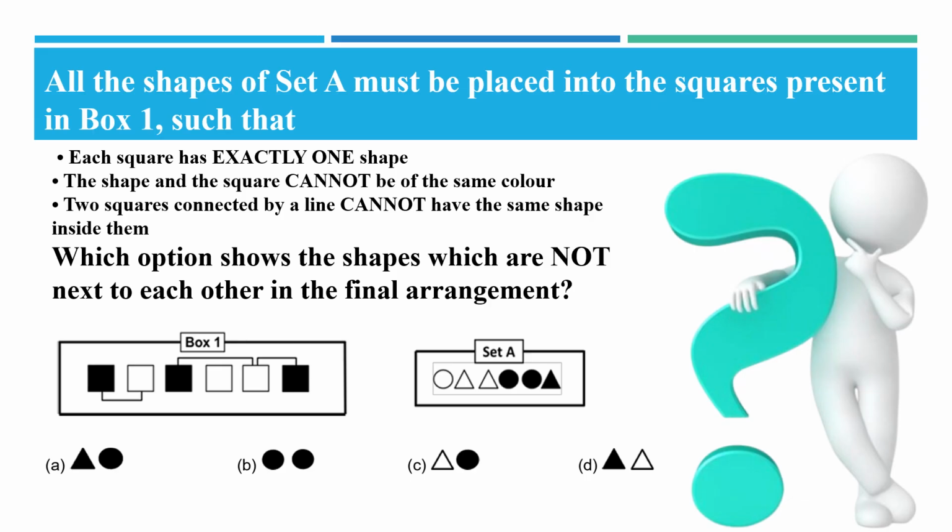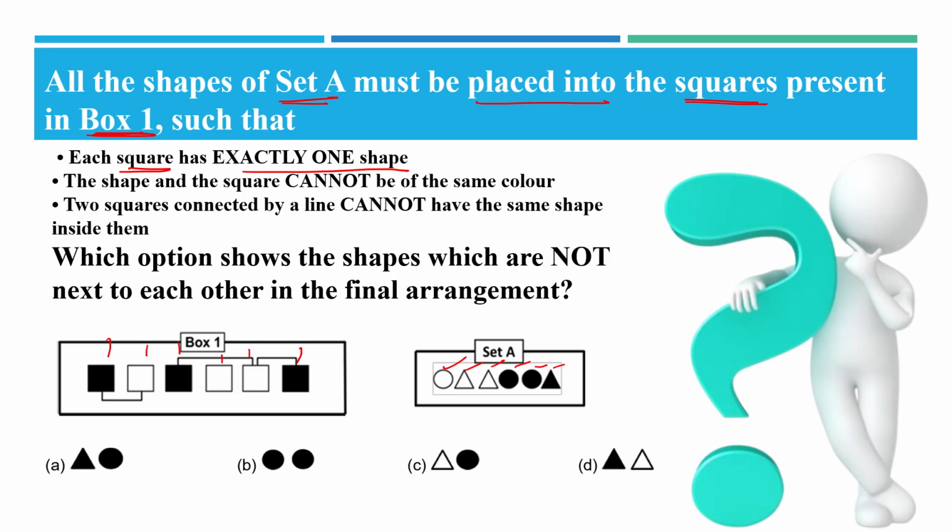Yes, students. Now it's your turn. Let us solve the question. All shapes of set A must be placed into squares present in box 1. And there are some conditions for the same. Each square has exactly one shape. Okay. Here we have 6 squares, 1, 2, 3, 4, 5, 6 squares, and 6 shapes.